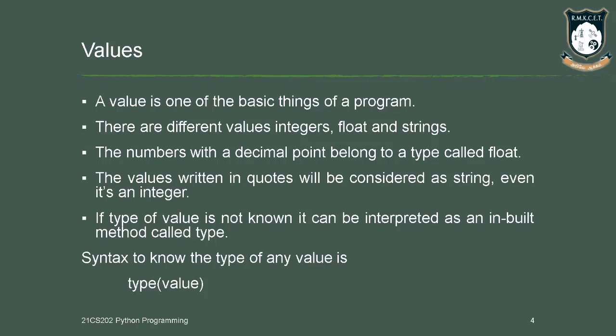If you want to know the type of data, for example, I am sending a data 2.5, and I need to know which category it belongs to, I can use a syntax called type of value.